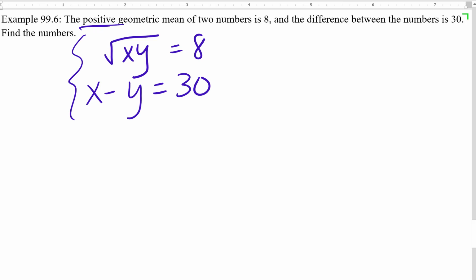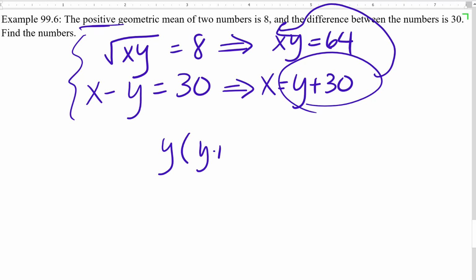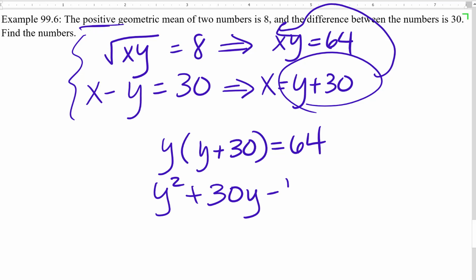So I've got this system of equations, and I'm going to solve it for x and y. So if I solve for x here, I'm going to get x equals y plus 30, and then if I square both sides there, I'm going to get xy equals 64. So I'm going to use substitution to solve this system of equations. I'm going to substitute this in for x. So I'll have y times y plus 30 is equal to 64. Go ahead and multiply it out and move the 64 over to the left side of the equation and then factor it to solve it.